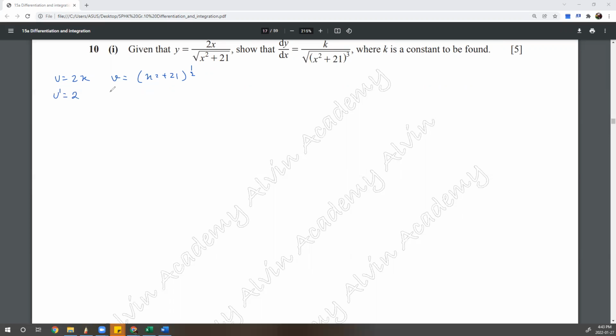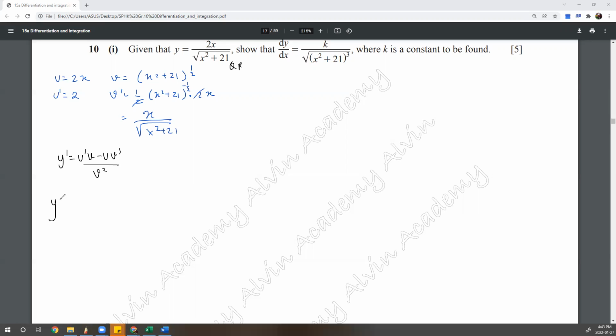So U accent equals 2 and V accent is half, right? Half (x squared plus 21) times a power, don't forget, half minus 1, negative half, multiplied by the inside, 2x. So x squared 2x plus 0. Or you can simply put it like this: x over the square root of x squared plus 21. Okay, this will be your answer. Oh, I mean your V accent. So the answer is using the quotient rule, right? So the y accent equals U accent V, subtract U V accent, over V squared.